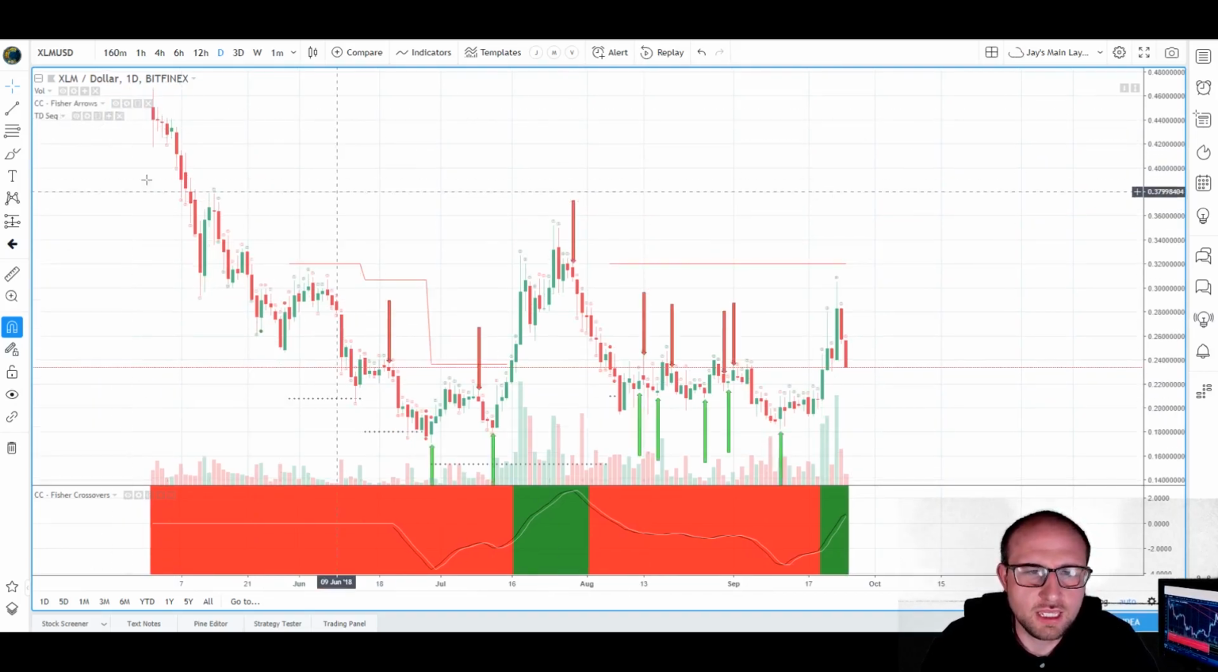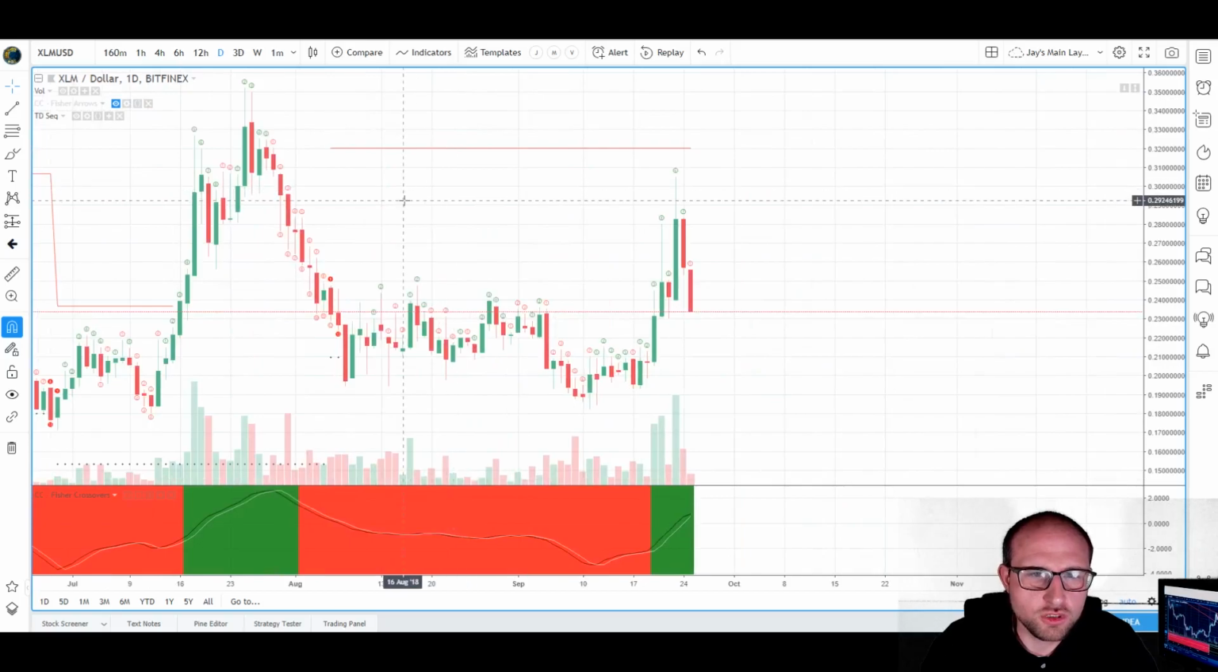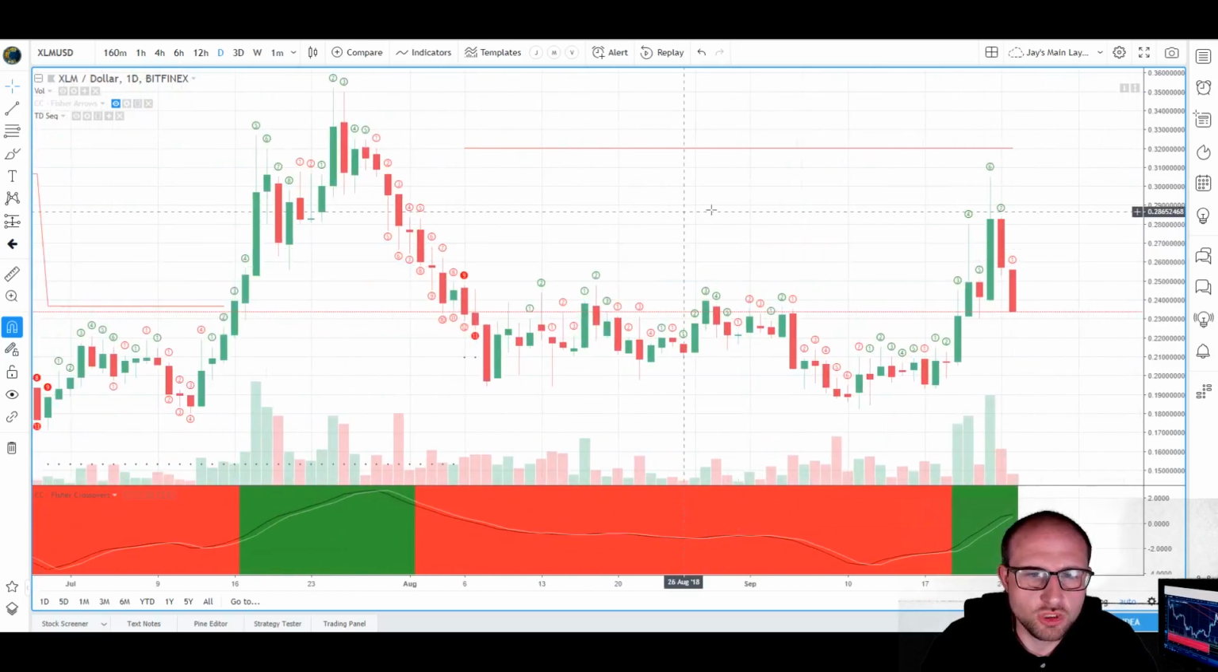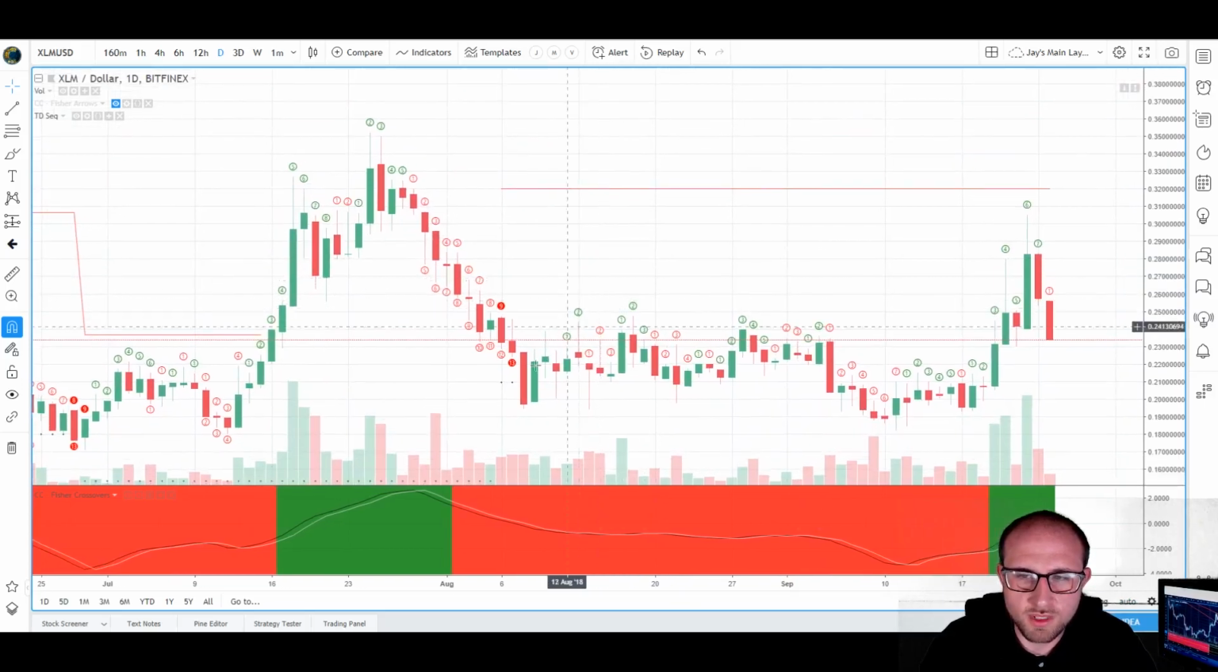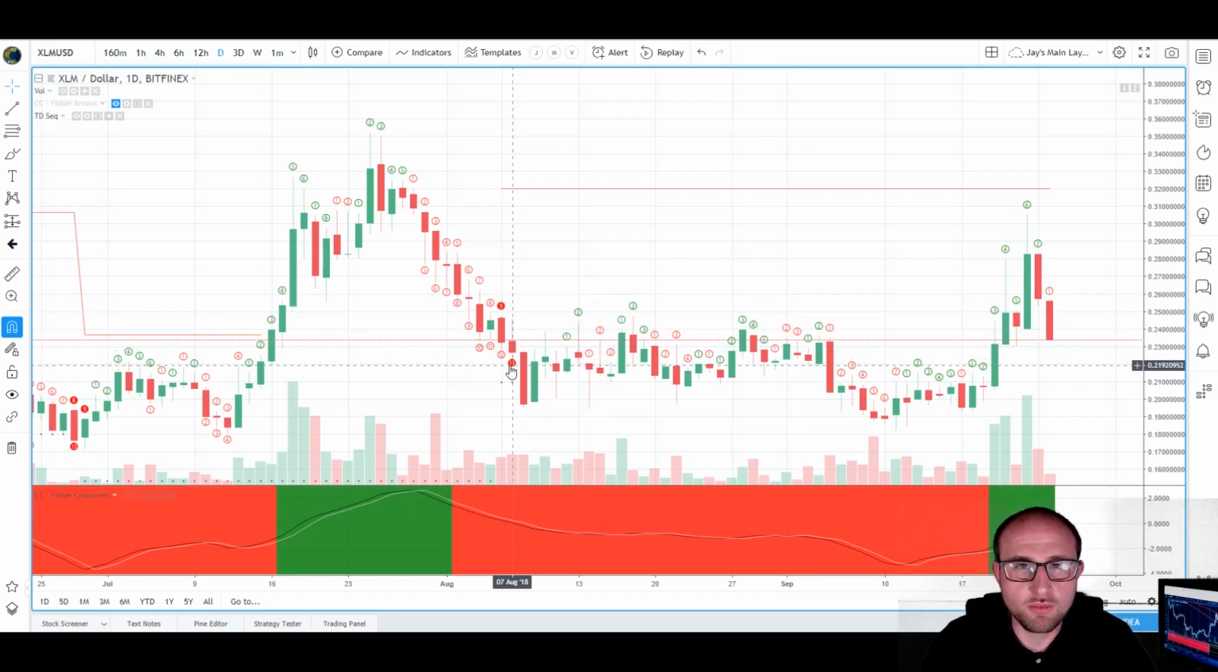So taking a look at TD Sequential first, let's see how it would have had us play the market. Obviously, this would have been a beautiful entry signal right here. We had the perfected 9 buy setup right before a perfected buy countdown. So this would have been your strong entry position right here on the close of this candle.